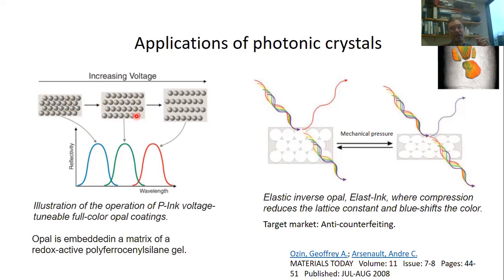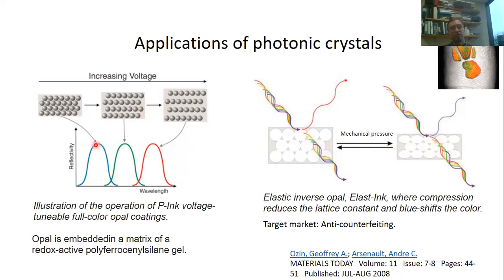And the change in the lattice constant then changes the color of the material when observed under a specific angle. Okay, and if you can basically change the lattice constant of your material widely enough through the application of a voltage to that redox active material, then you can actually tune the color of the respective material over the entire visible range.